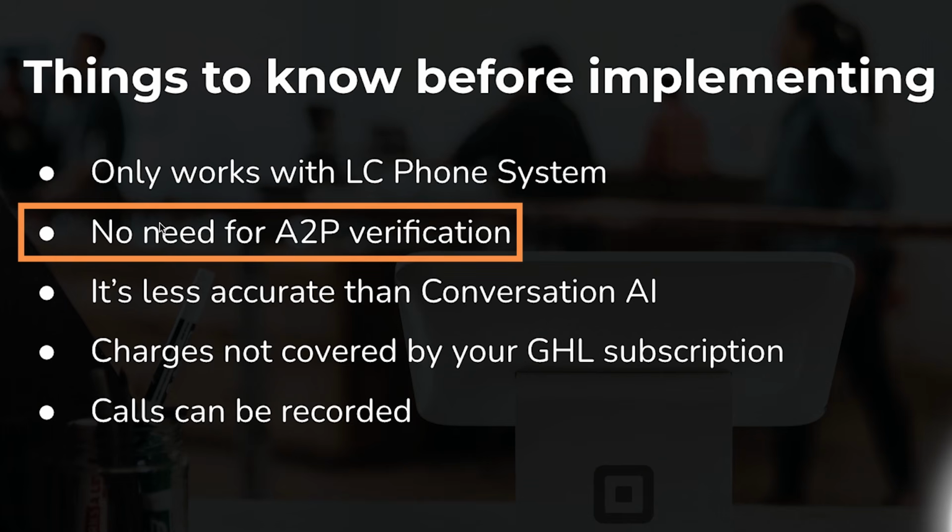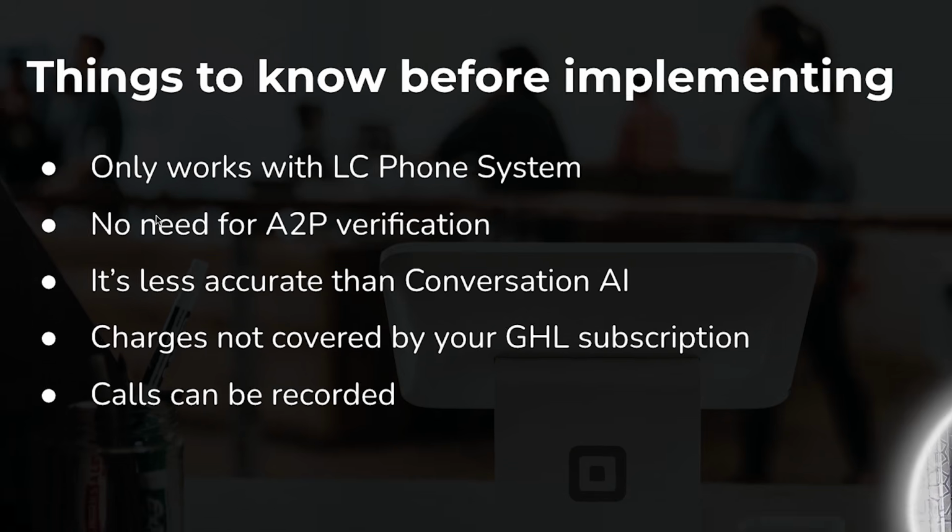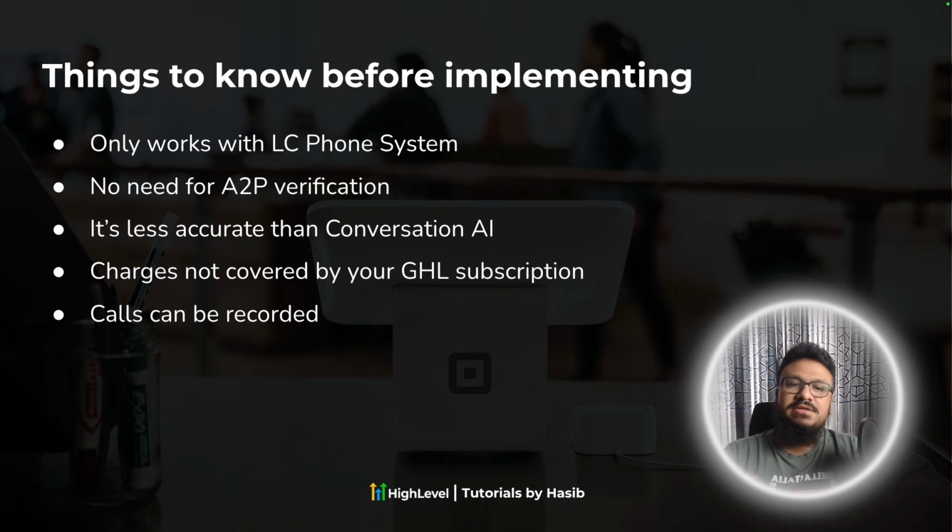Secondly, you don't need to get any A2P verification, and this is something a lot of people are confused about. A2P 10DLC is only required for US and Canada based numbers, and it's only applicable when you want to send SMS through that number. For voice calls, incoming or outgoing, A2P doesn't really make a difference. So you can still make or receive voice calls on the LC Phone system number that you got for that sub account.